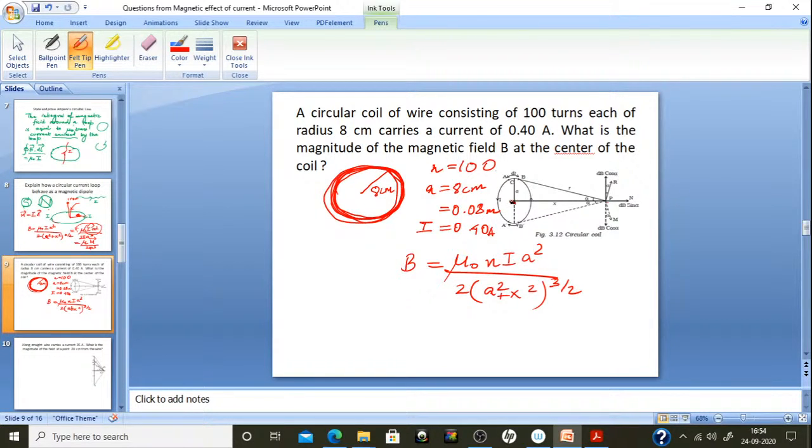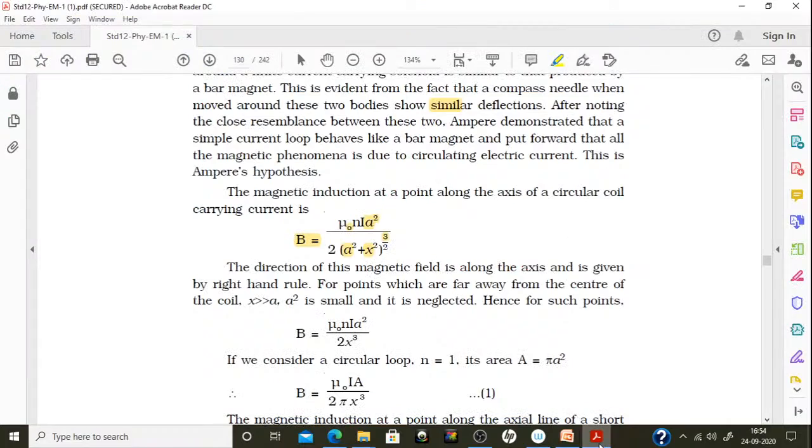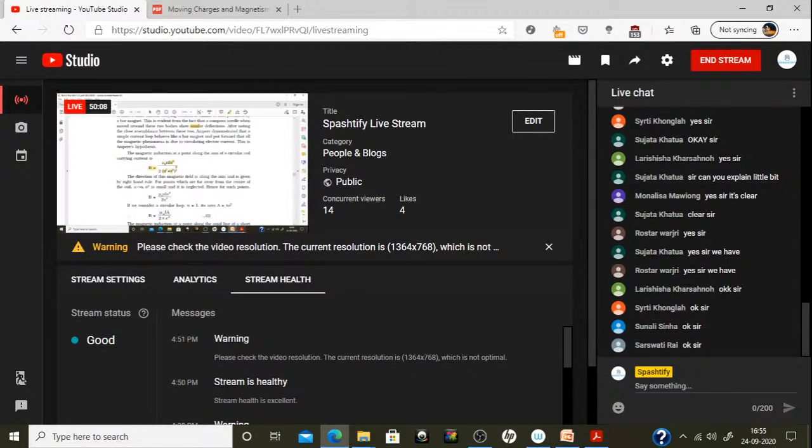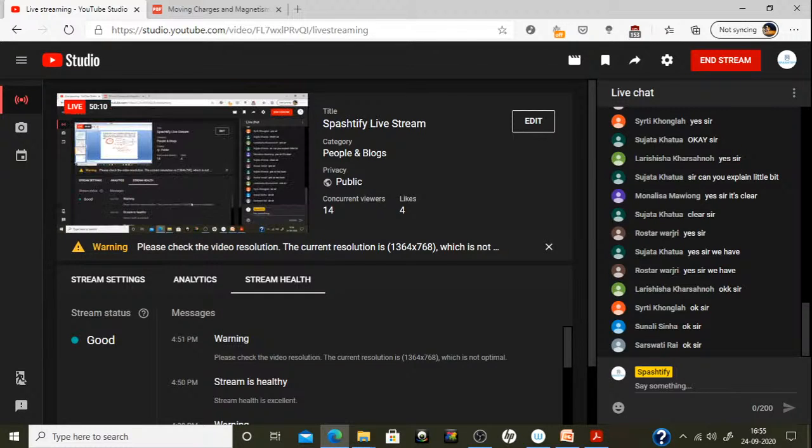If you look at this diagram, they are asking what is the magnetic field at O. Is it clear? So if I want to find at O, then x will be 0. Yes or no? This part is clear. How x is 0, is it clear? X equal to 0, is that part clear?